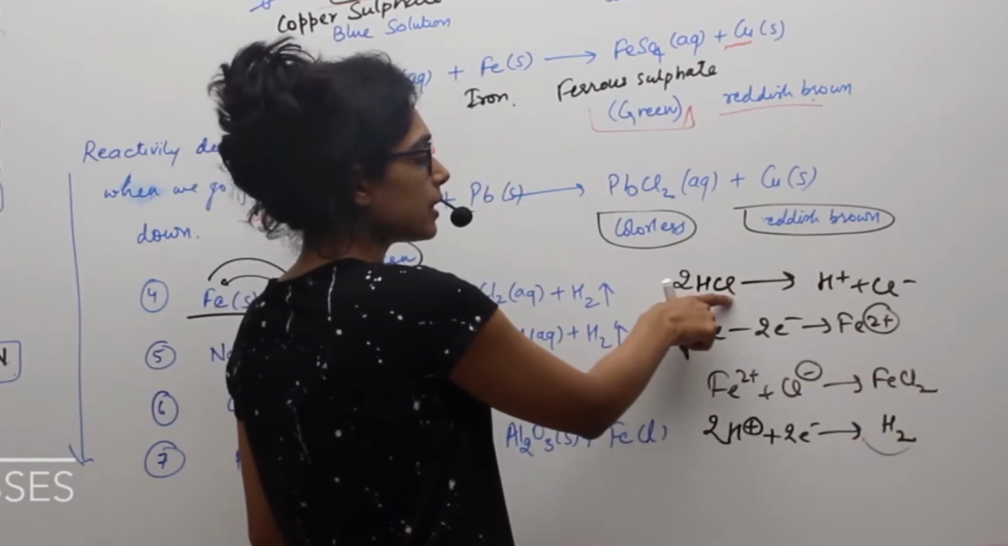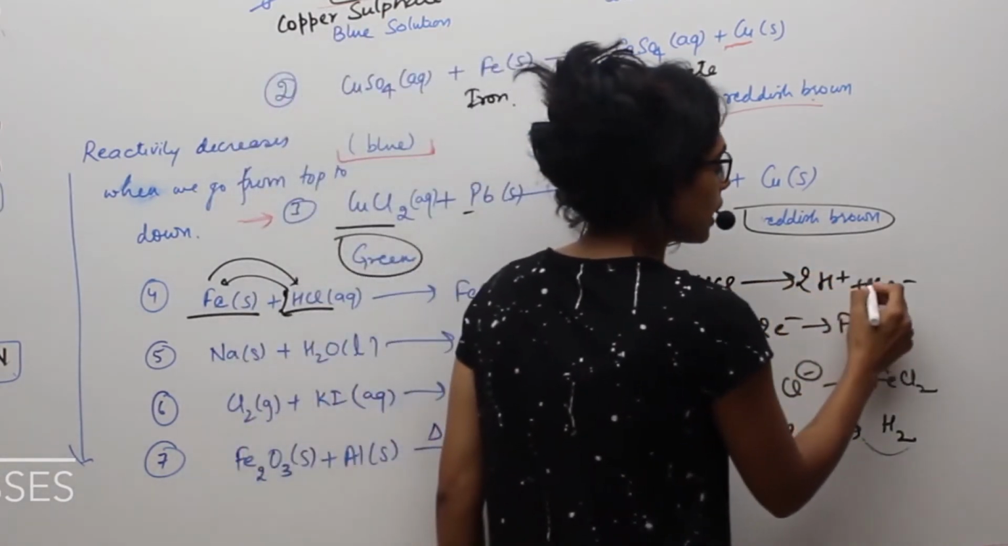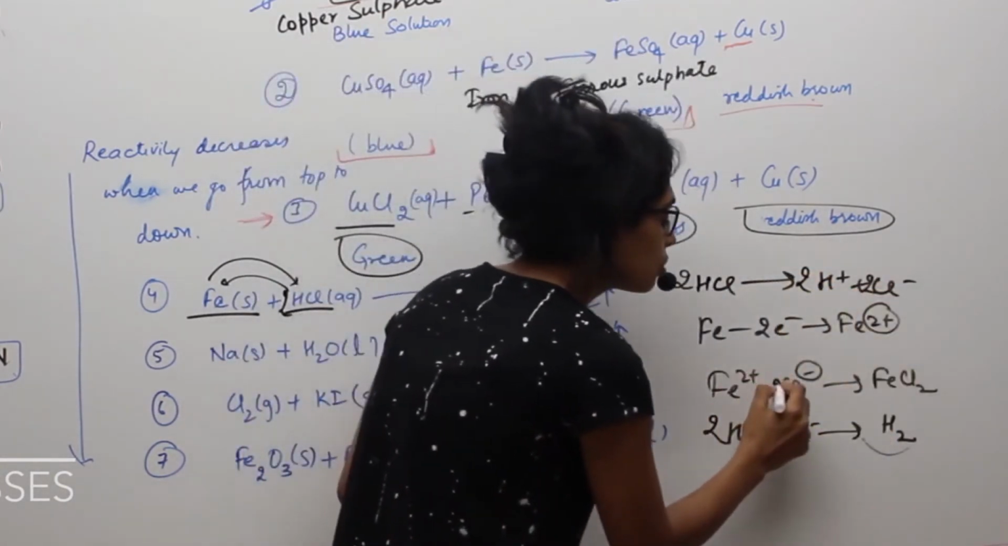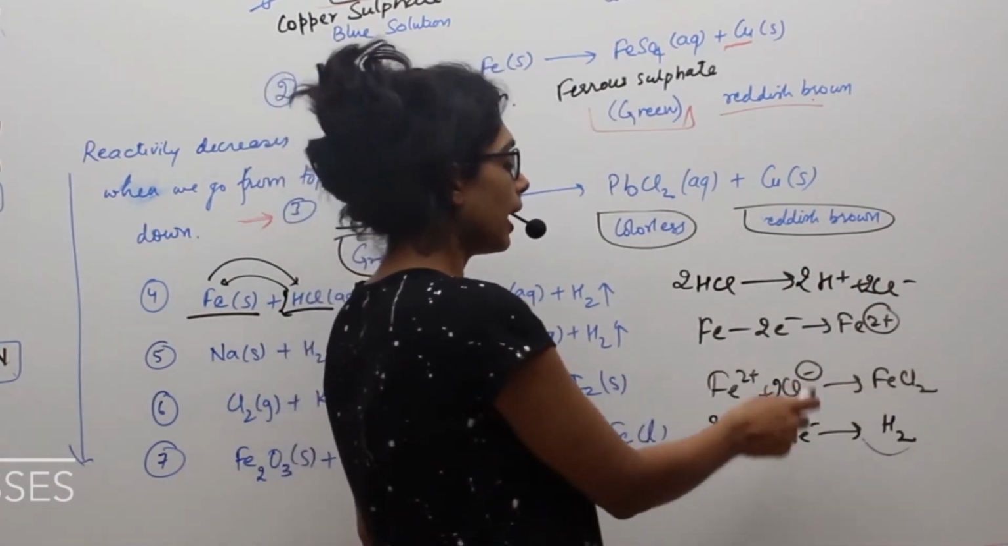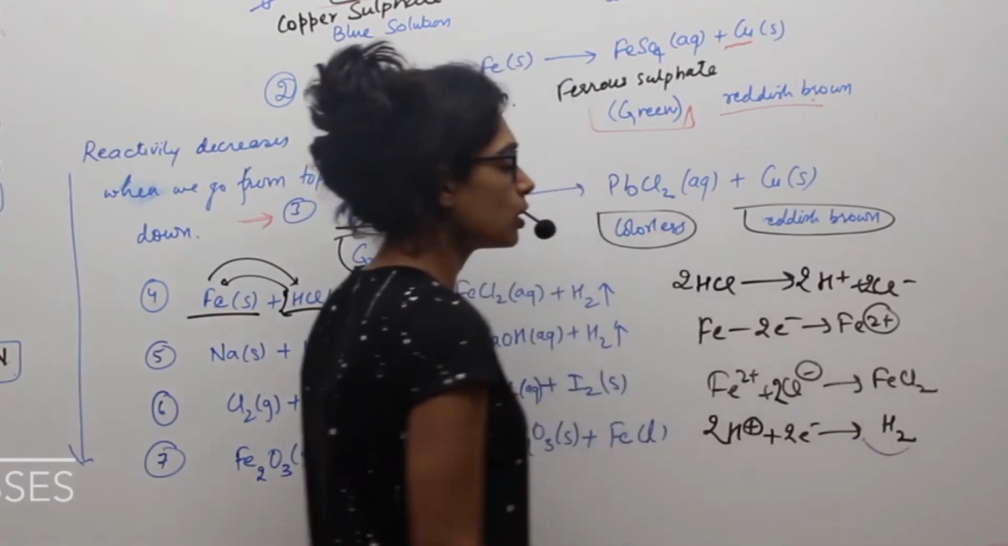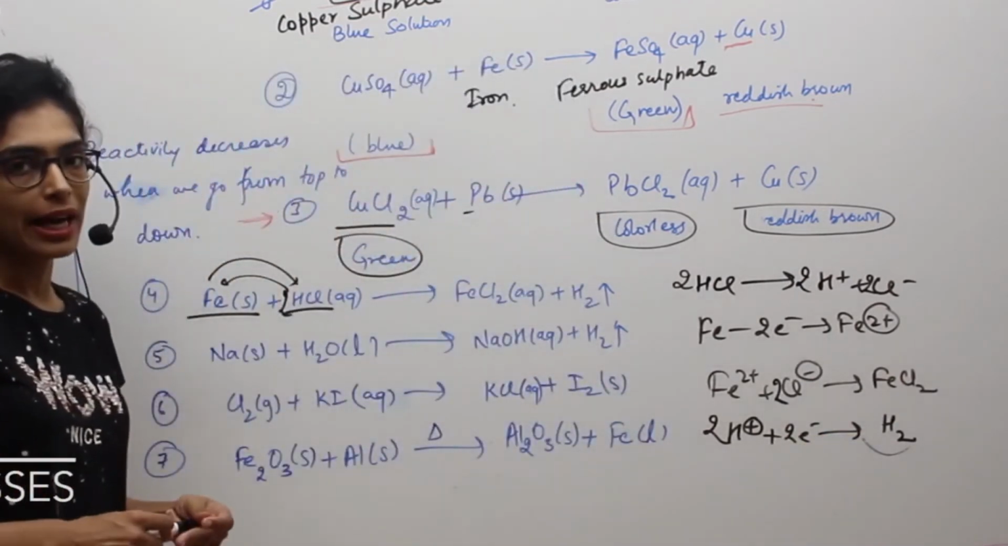And this becomes 2HCl. It gives you 2H+ and 2Cl-. Now these 2Cl- are reacting with Fe, forming FeCl2. And 2 hydrogens are taking 2 electrons and forming H2. So this is the ionic balancing also.